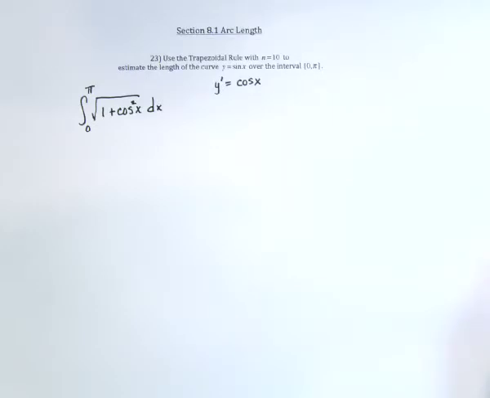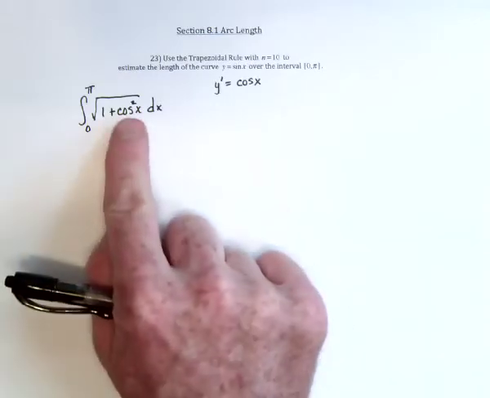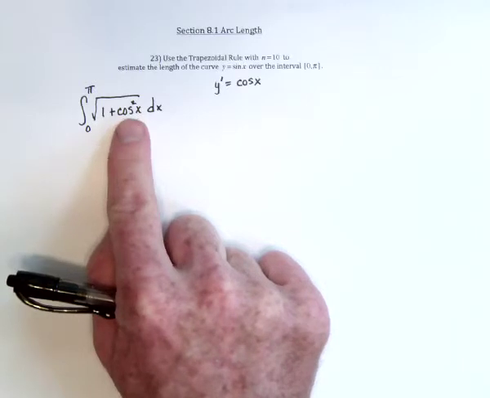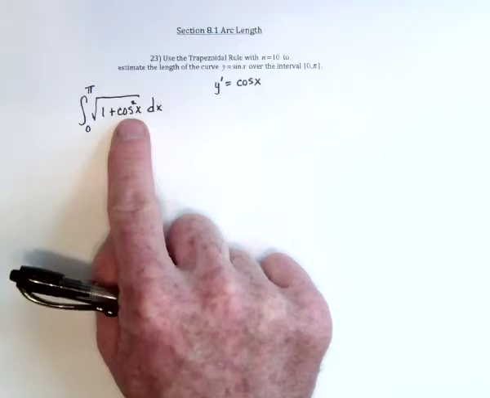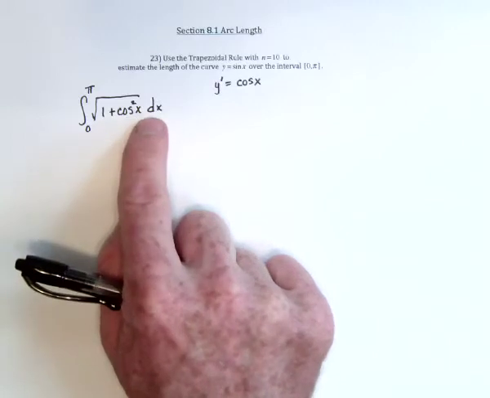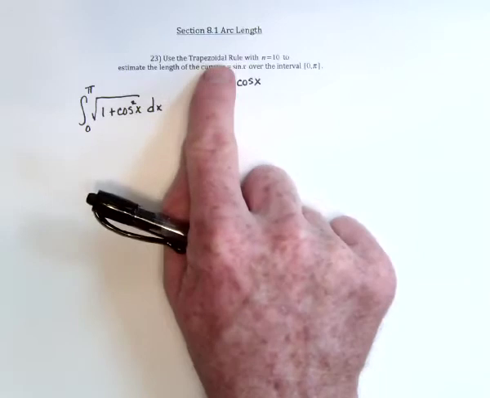If it was 1 minus cosine squared, we might be able to do some trig identities. U substitution is not going to work because if you let u equal anything with a cosine, the du is going to have a sine x dx, and there is no sine out here. So instead, we're going to use the trapezoidal rule to make an estimate for this integral.